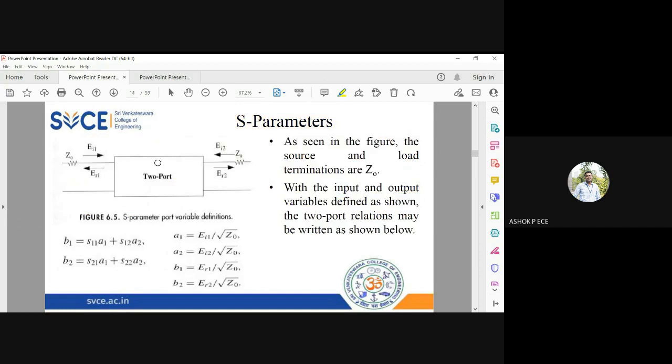Okay, so see here, it should be clear here. So same two-port network. See, I am using Z naught everywhere because I'm perfectly matching the network, and EI1 is the incident voltage, ER1 is the reflected voltage at port 1. EI2 is the incident voltage at port 2, ER2 is the reflected voltage at port 2.